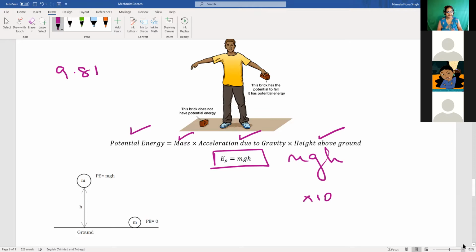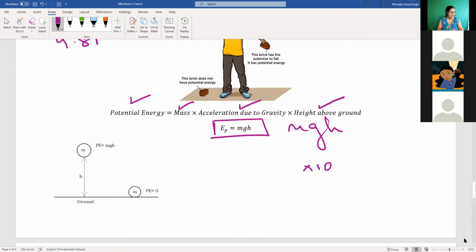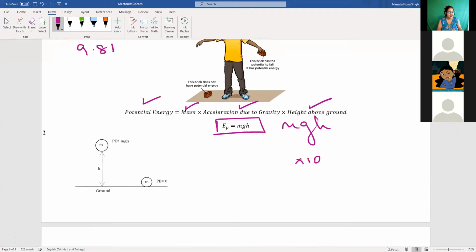All right, so anyway, potential energy is equal to mass times gravity times the height above ground. Why did we just say that? Because let's look here. If I have an object of mass m and it's some distance above the ground, it's going to have a potential energy of mgh.